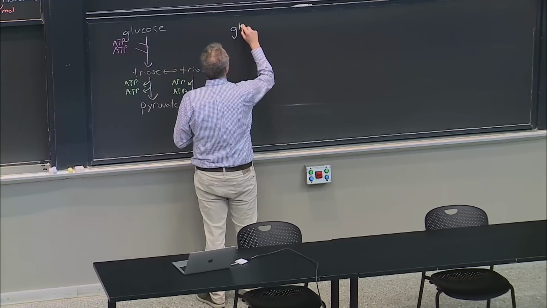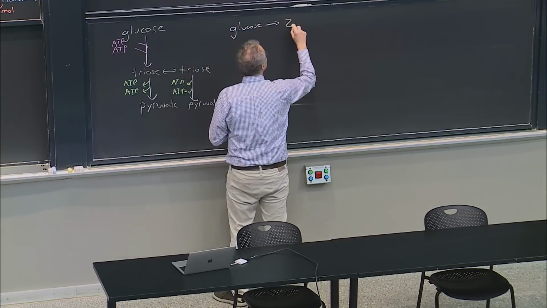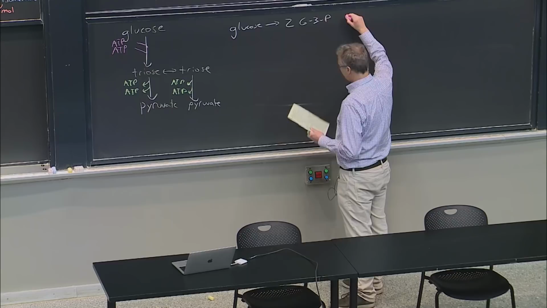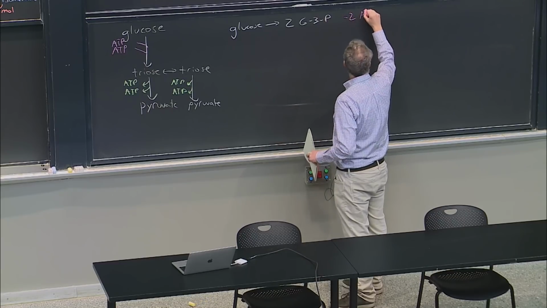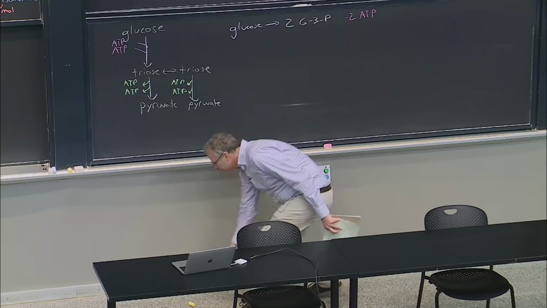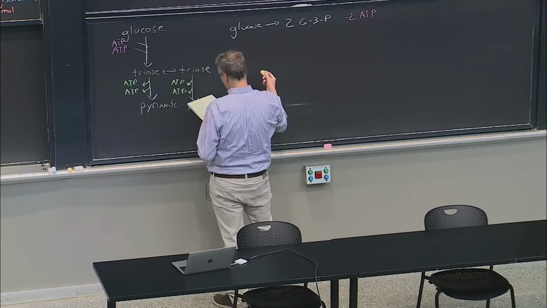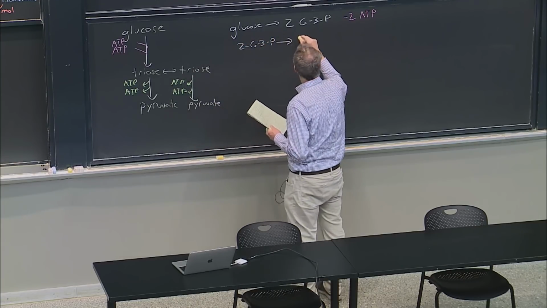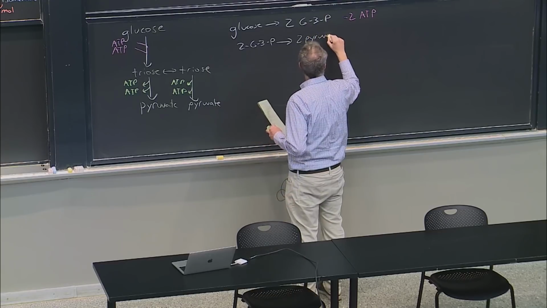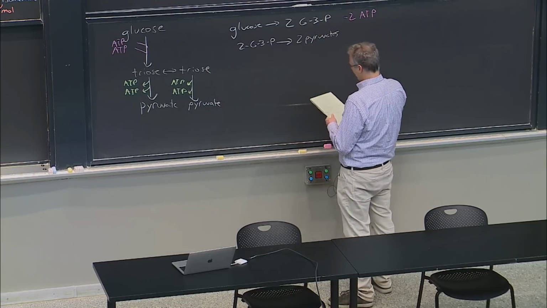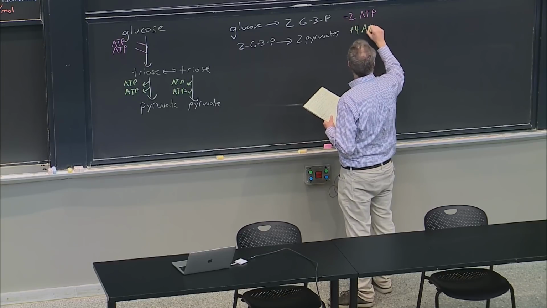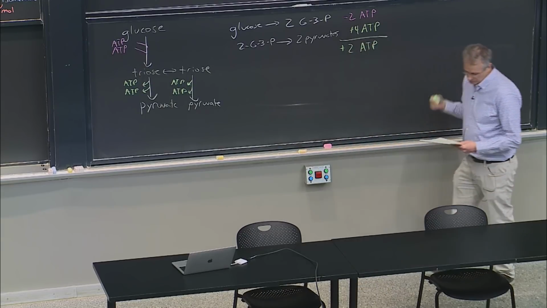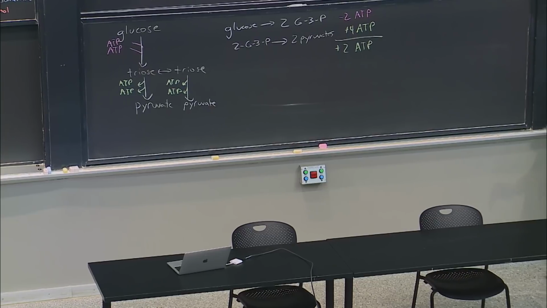And so glucose going to 2 glyceraldehyde 3-phosphates costs you 2 ATP, whereas using those 2 glyceraldehyde 3-phosphates to generate 2 pyruvates allows you to recover 4 ATP for a net of plus 2 ATP molecules produced per glucose metabolized.